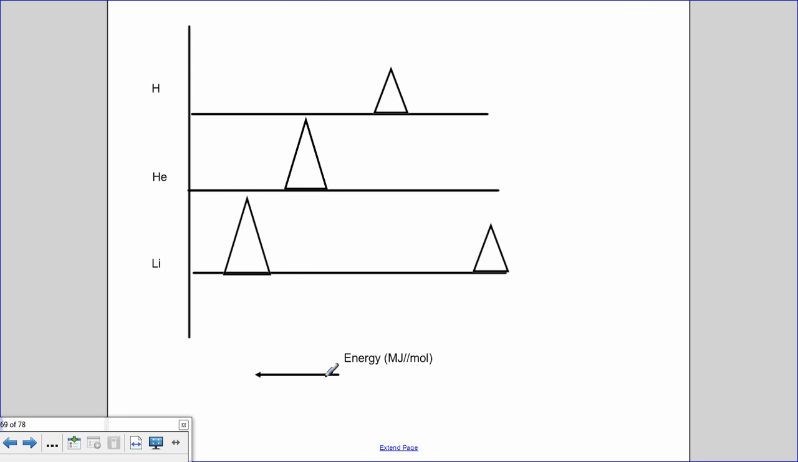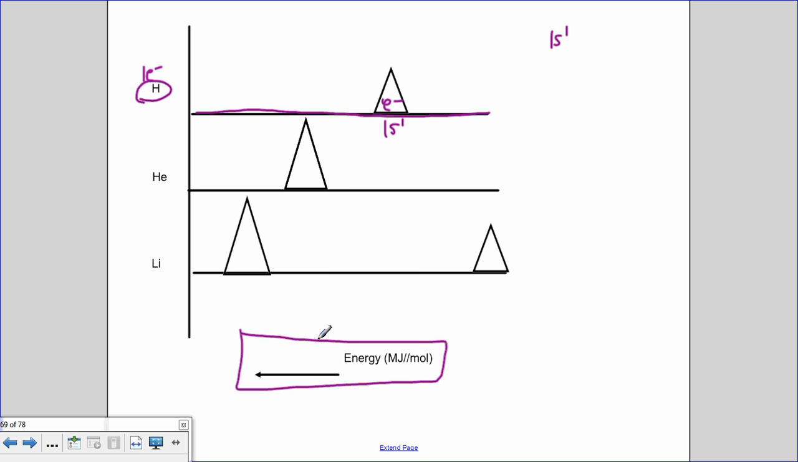This is kind of what a PES graph looks like. Sometimes you'll just see one element in its individual PES spectrum right here. So we all know that hydrogen only has one electron. That one electron is in 1s1. Therefore, this peak right here is representing the 1s1 electron configuration, or the 1s1 electron from hydrogen. Notice that this graph, and I've got three of them on here, has the energy in megajoules per mole, and so that's a lot of energy.